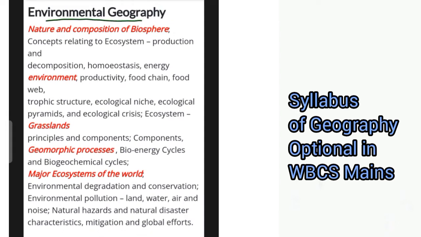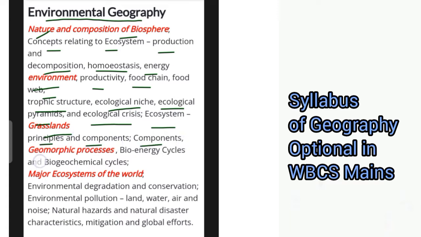Environmental geography is the next section, which deals with the nature and composition of biosphere, concepts relating to ecosystem, production and decomposition, homeostasis, then energy environment, productivity, food chain, food web, then trophic structure, ecological niche, ecological pyramids and ecological crisis, ecosystem, including grasslands, principles, components, then geomorphic processes, bioenergy cycles and biogeochemical cycles, then the major ecosystems of the world, environmental degradation and conservation, then environmental pollution, including land pollution, water pollution, air and noise pollution, then natural hazards and natural disaster characteristics, mitigation and global efforts.